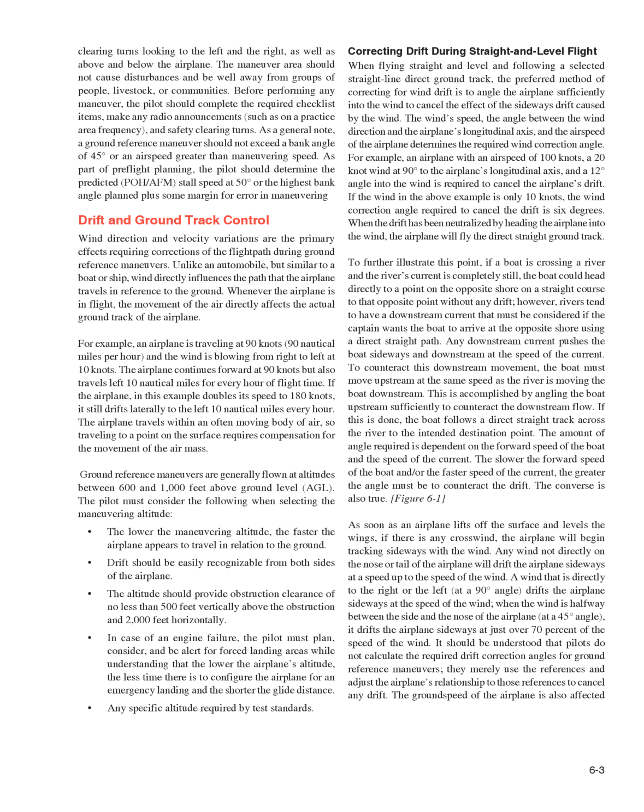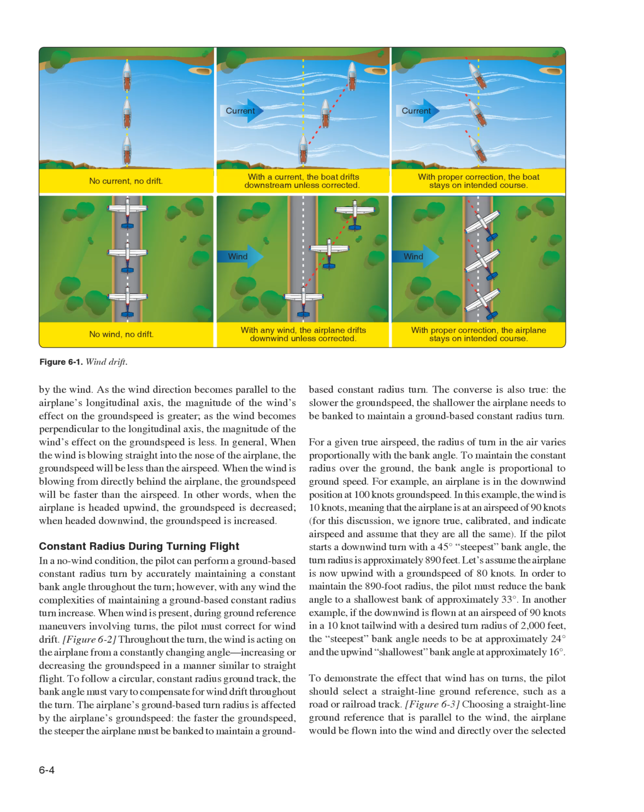The ground speed of the airplane is also affected by the wind. As the wind direction becomes parallel to the airplane's longitudinal axis, the magnitude of the wind's effect on the ground speed is greater. As the wind becomes perpendicular to the longitudinal axis, the magnitude of the wind's effect on the ground speed is less. In general, when the wind is blowing straight into the nose of the airplane, the ground speed will be less than the airspeed. When the wind is blowing from directly behind the airplane, the ground speed will be faster than the airspeed. In other words, when the airplane is headed upwind, the ground speed is decreased. When headed downwind, the ground speed is increased.